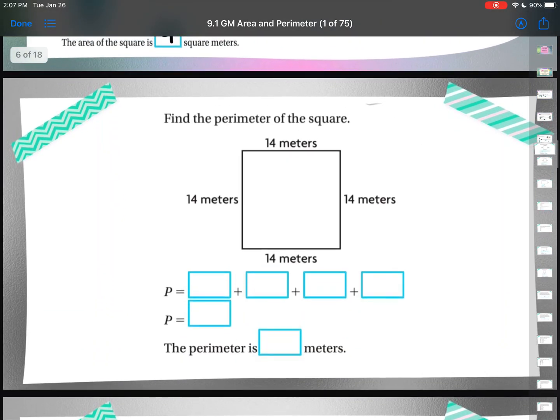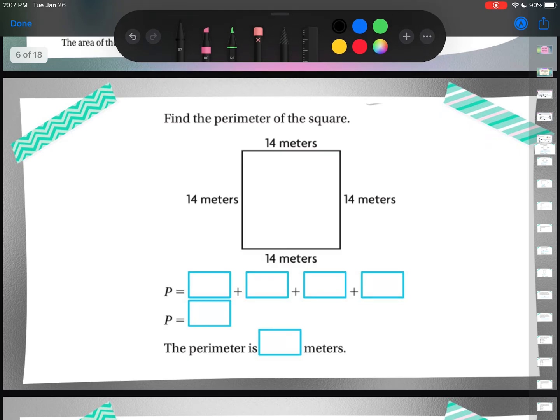All right, let's find the perimeter of our square. So perimeter is adding up all of our sides. So in this case, we've got a square. All of our sides are the same. So it's going to be 14, right? Because I've got 14, 14, 14, and another 14. So it's going to be 14 plus 14 plus 14 plus 14.